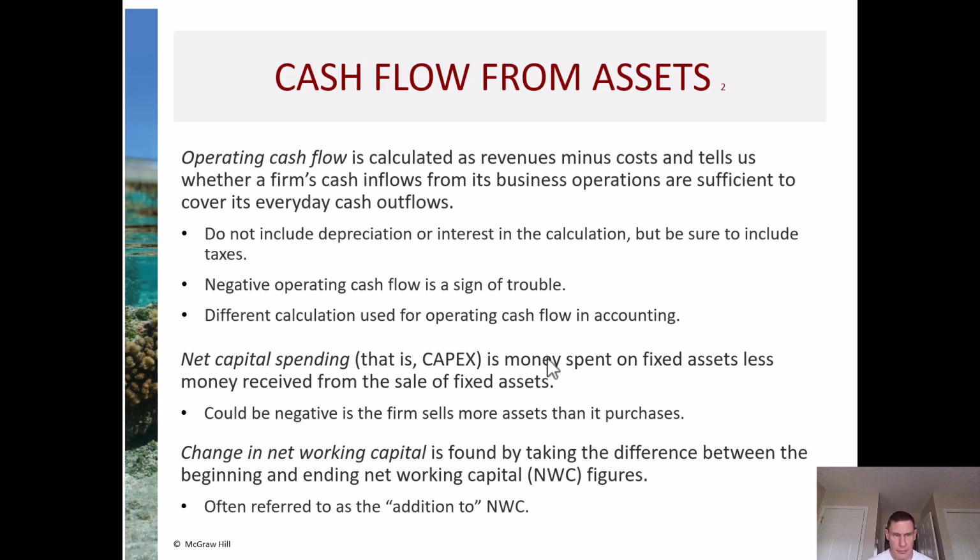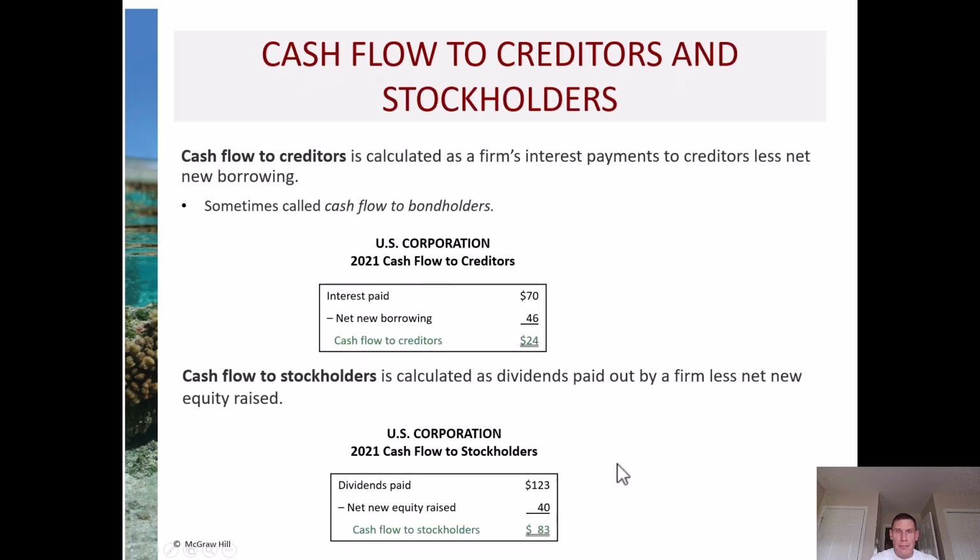Net capital spending, that is CapEx, which stands for capital expenditures, a common abbreviation in business, is money spent on fixed assets, less money received from the sale of fixed assets. And it could be negative if the firm sells more assets than it purchases. The change in net working capital is found by taking the difference between the beginning and ending net working capital, abbreviated NWC, figures. And it's often referred to as the addition to net working capital, because we would hope that number would be going up.